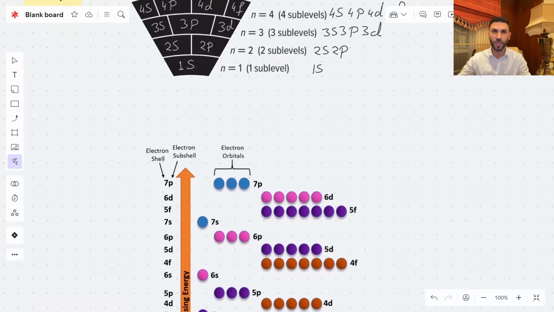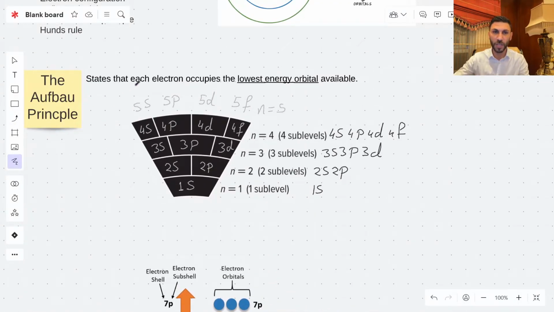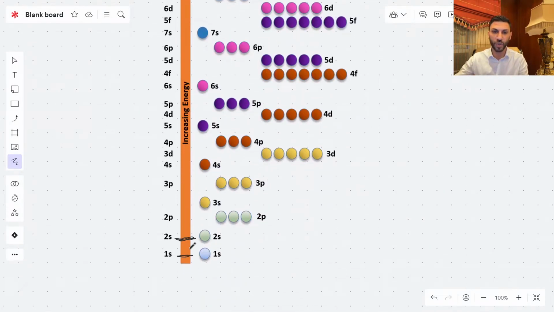So according to the Aufbau principle, all the electrons occupy the lowest energy orbital available. So always we're going to start from 1S because it's the lowest energy level. And S, as you remember, has only one orbital. As you can see, it's one orbital, and the maximum number of electrons we can put is 2. So if you put 2 electrons here, and now you have a third electron, we're going to start with 2S because 2S is higher energy than 1S.